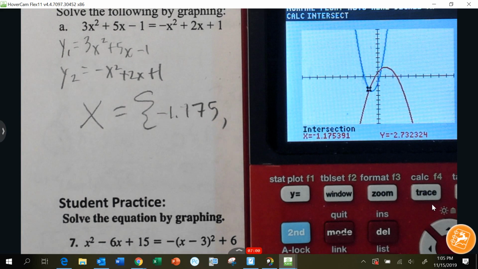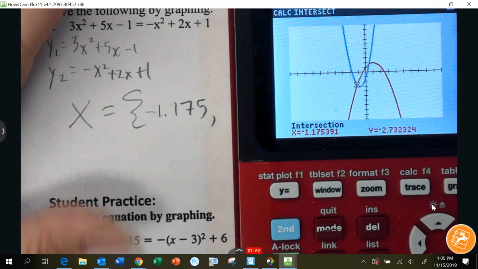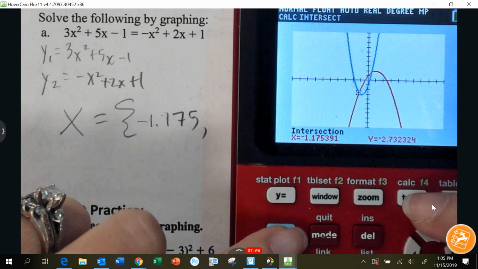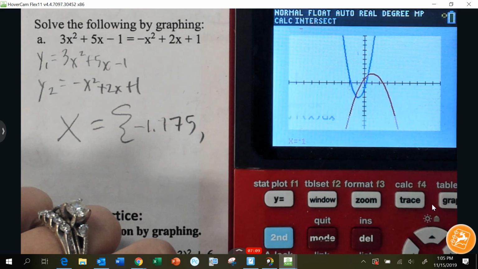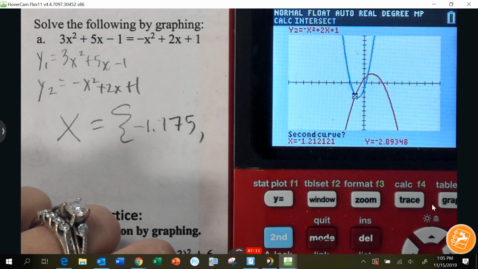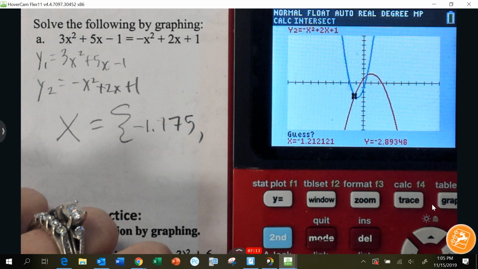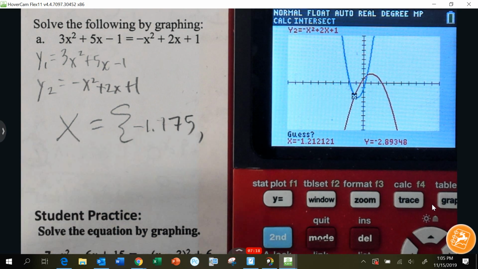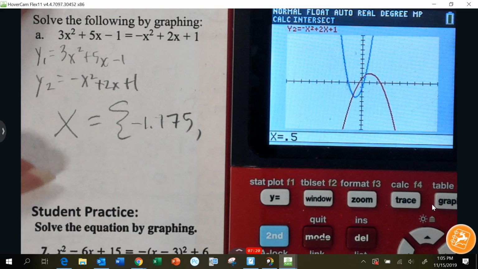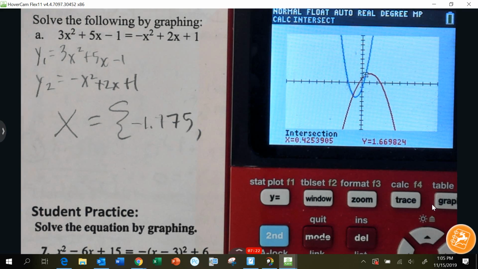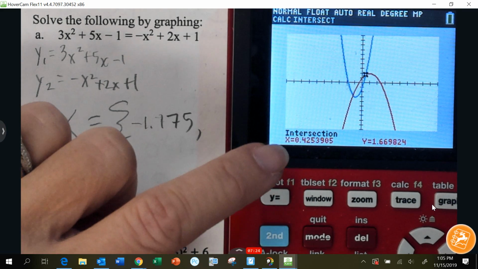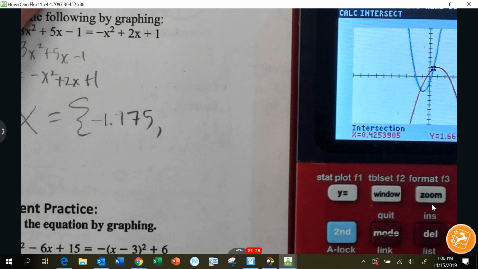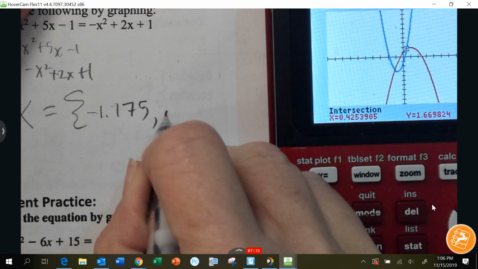Okay, and then the other x that we're going to find, we have to do the same way. So second trace, intersect, first curve, second curve, guess. This time I'm guessing around 0.5. And it's not at 0.5, but I was close. It's 0.425.